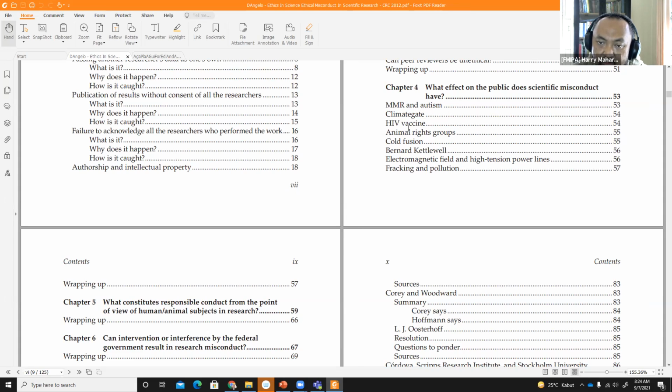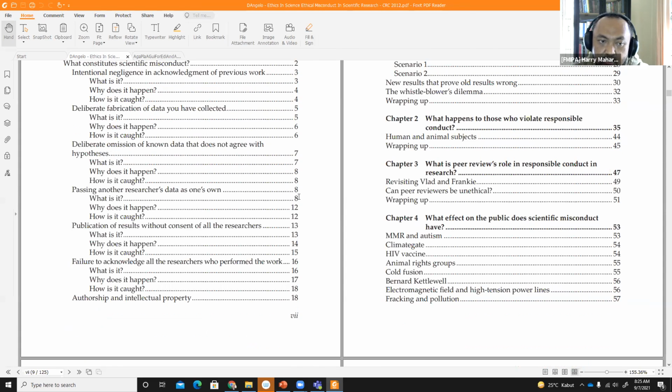And then, for example, the HIV vaccine issue, the climate change issue, the cold fusion issue, and so on. Okay, so those are problems that can arise if we do not properly follow the rules.